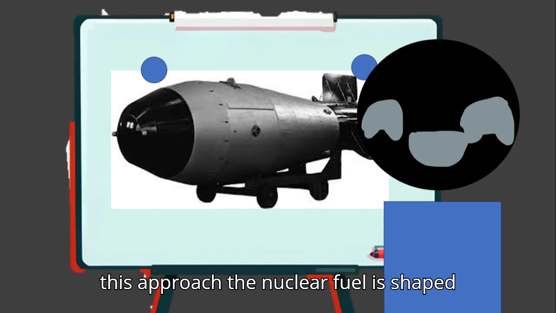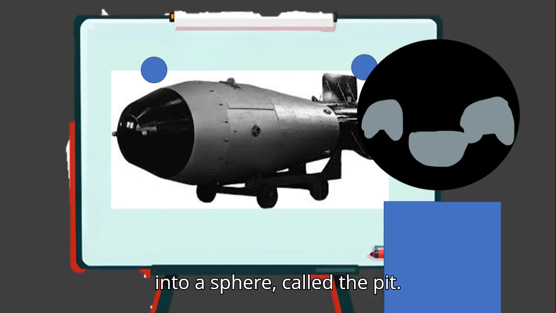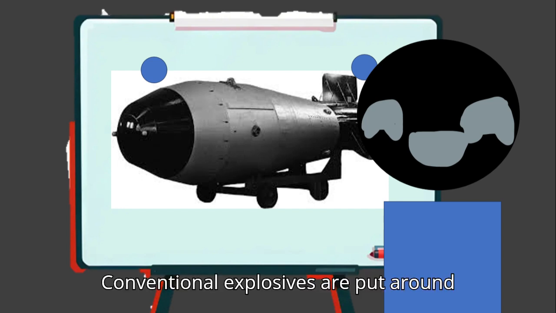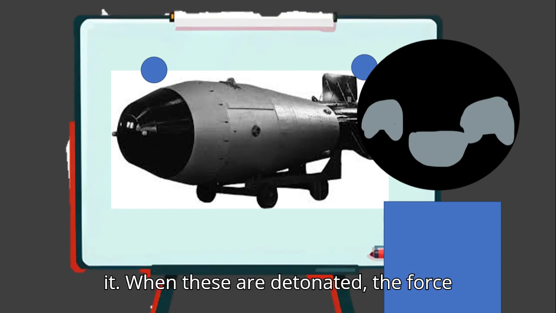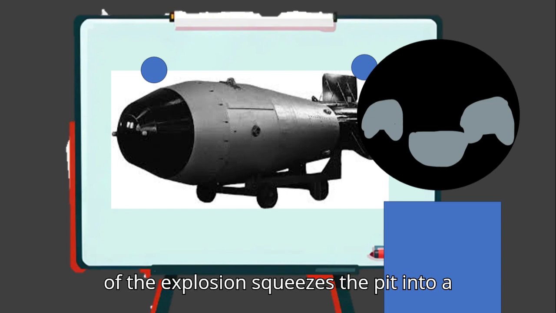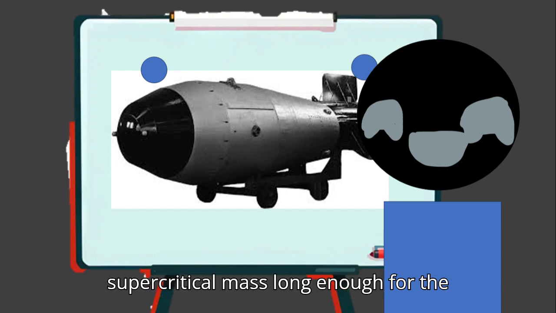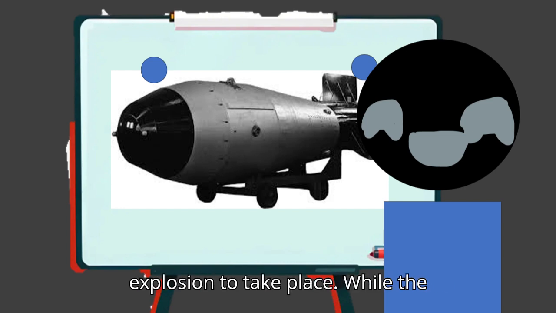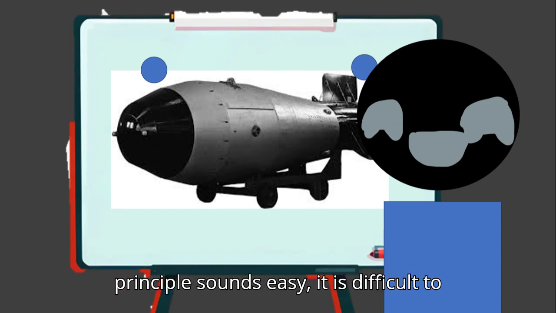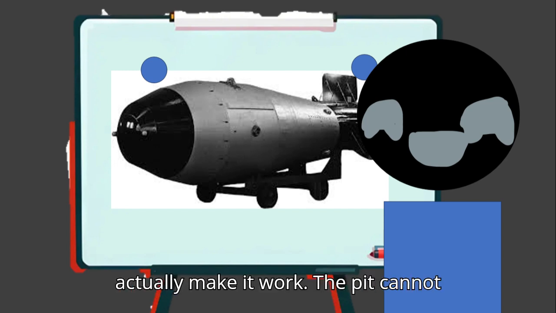With this approach, the nuclear fuel is shaped into a sphere called a pit. Conventional explosives are put around it. When these are detonated, the force of the explosion squeezes the pit into a supercritical mass long enough for the explosion to take place. While the principle sounds easy, it is difficult to actually make it work.